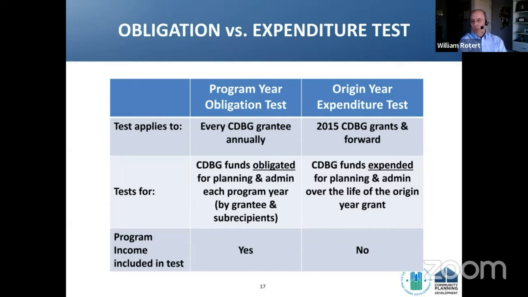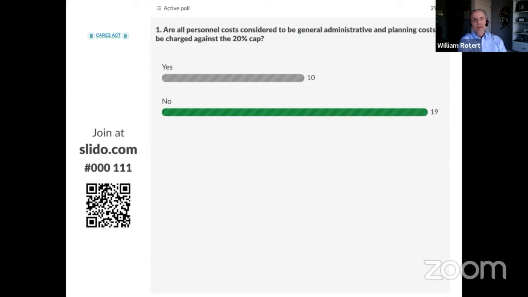Okay, we have one poll question that we would like to share with you. Please take a moment and respond to this poll question. Are all personnel costs considered to be general administrative and planning costs to be charged against the 20% cap?